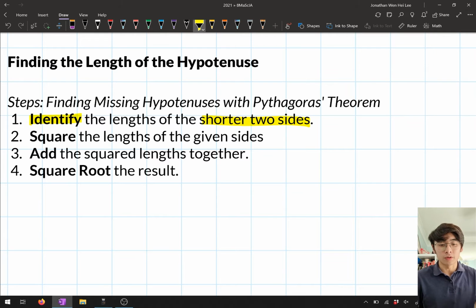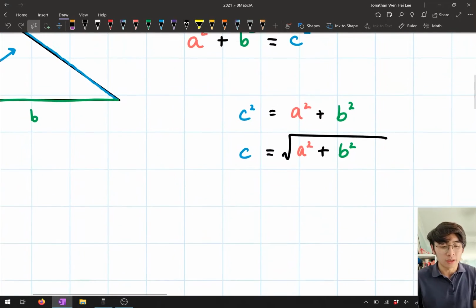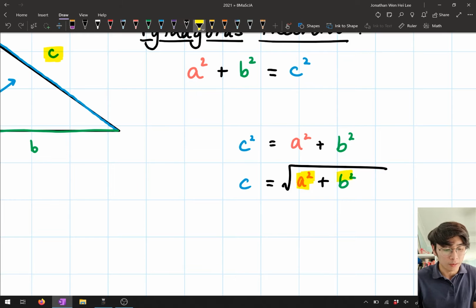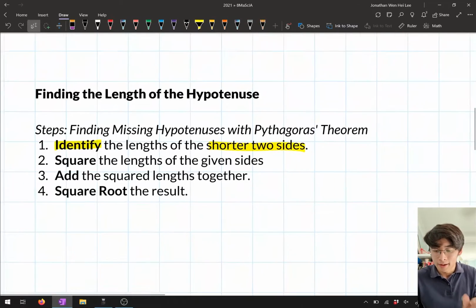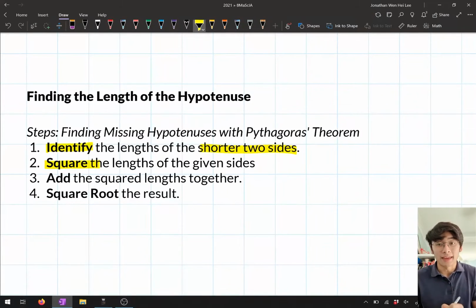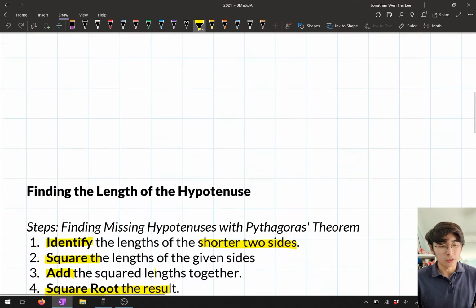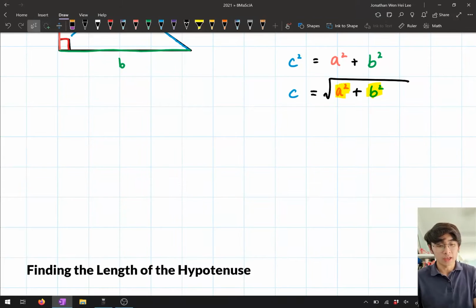Then we're just going to follow this formula. We need to square both of them. If you have a look, a squared and b squared, I need to square both the side lengths, then add them together and then square root the result. So we're just going to be applying this formula here. I'm just going to copy this so we can see what we're doing.